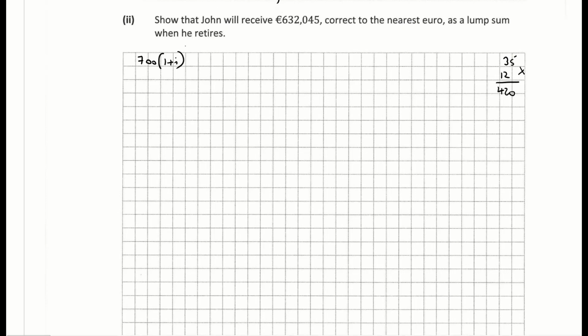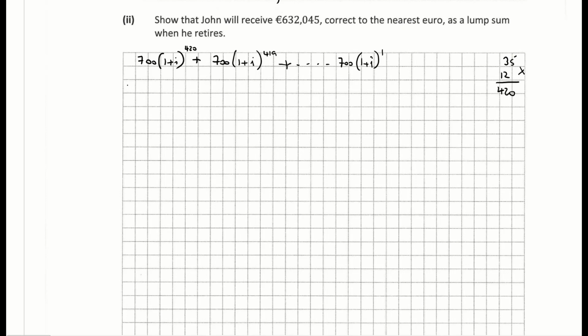So this is going to be my first installment will be in there for 420 months, plus my second last one will be in there for 419 months, and so on and so on and so on until his very last repayment, which will be €700 times 1 plus I to the power of 1, because it's at the start of the month.